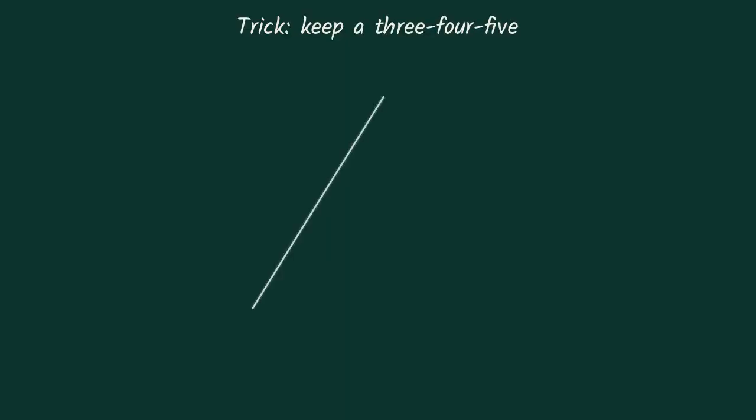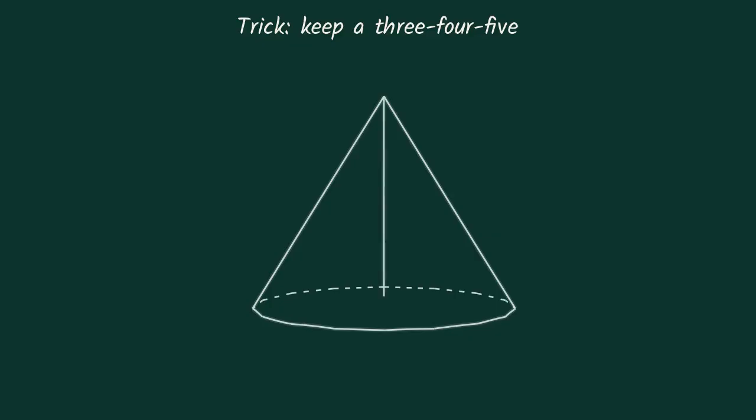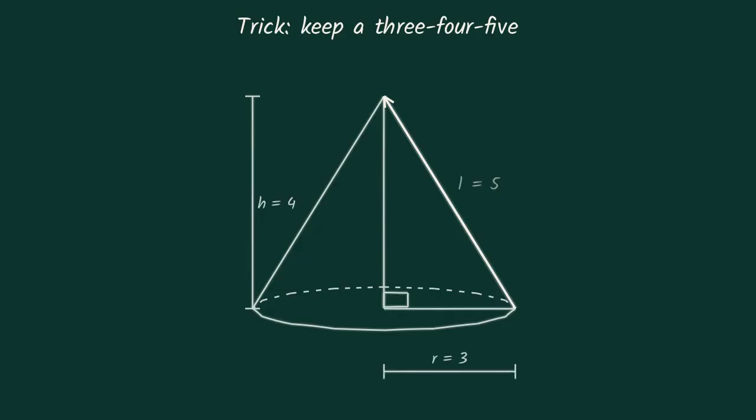Exam cones love 3, 4, 5 and 5, 12, 13 triples, so the slant stays an integer. See radius 3 and height 4, and the slant 5 should already be in your head before Pythagoras finishes.